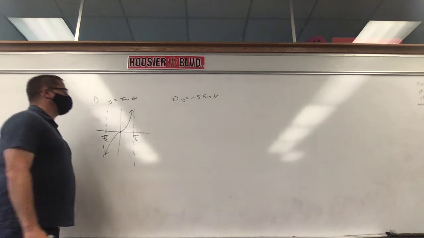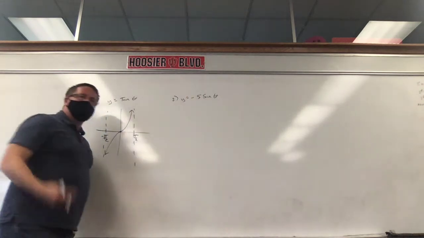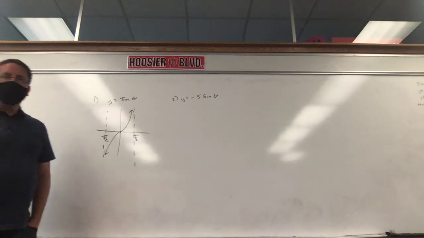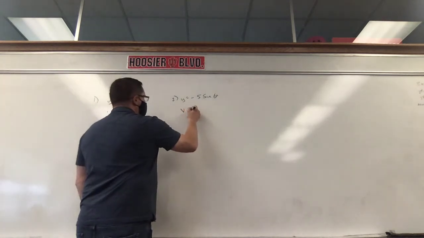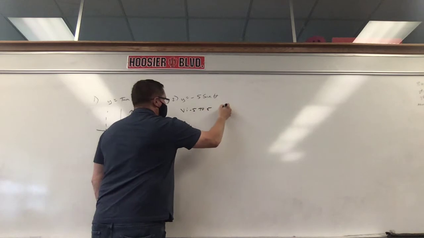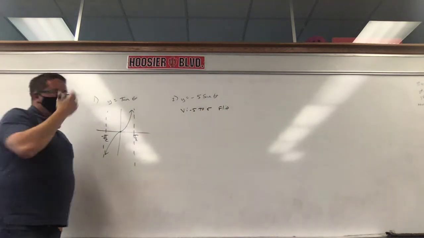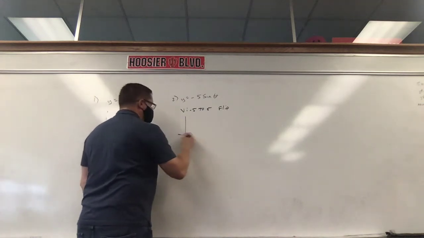So if you want to make a note to yourself, what's this negative 5 going to do? It's going to do 2 things to this sine graph. It's going to flip it, and it's going to go from what to what? Negative 5 to 5. So you could write negative 5 to 5, flip. If you don't write that down, am I going to mark you wrong? No. But that's one where there's so little you're doing to the graph.